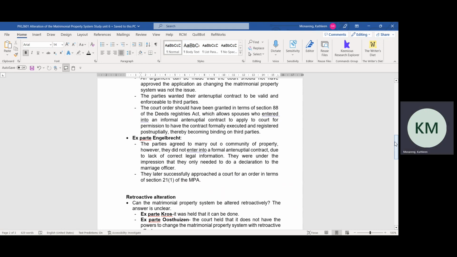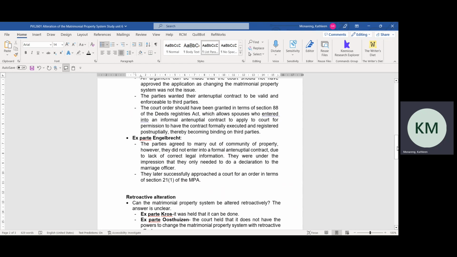And in the case of Ex parte Engelberg, the parties agreed to get married out of community of property. However, they did not enter into a formal antenuptial contract due to lack of correct information. They were under the impression that they only needed to do a declaration to the marriage officer. So they later succeeded in bringing a court application in terms of Section 21 subsection 1 of the Matrimonial Property Act.